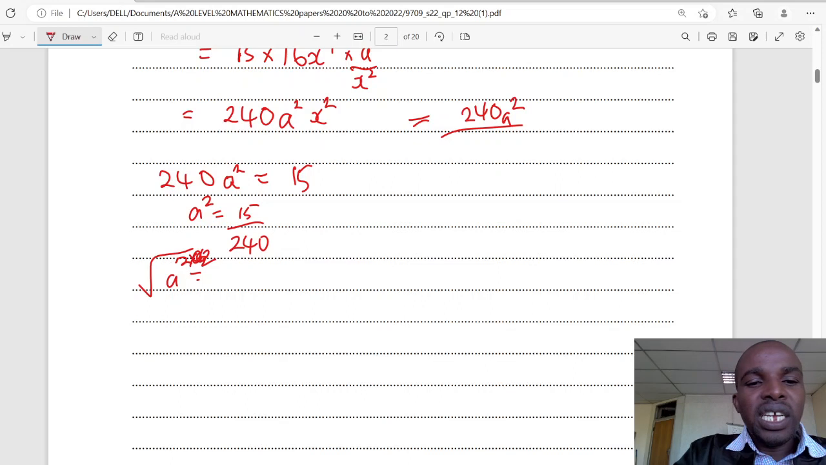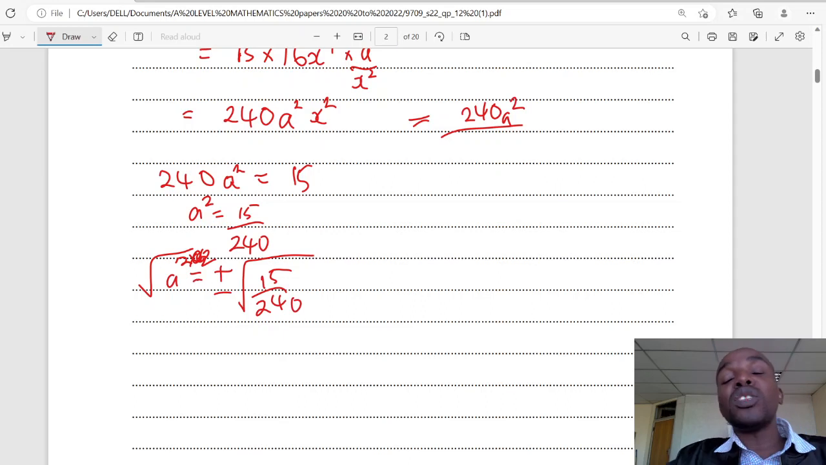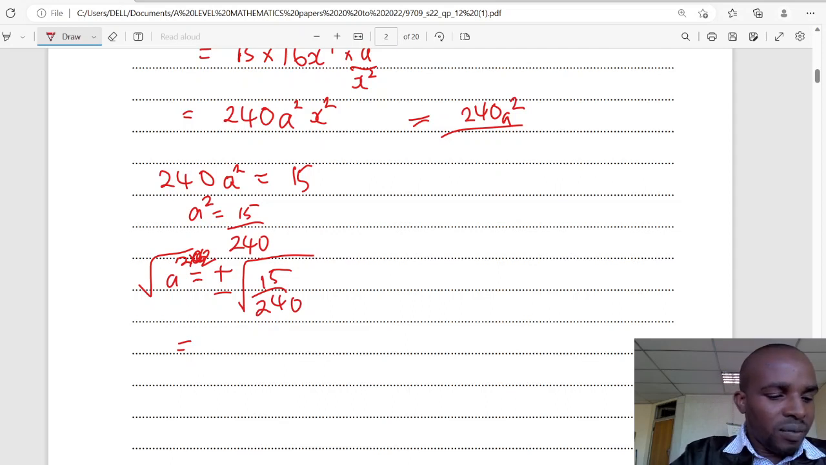Square root this side is equal to square root of 15 over 240. Square root of a number, please take note, is plus or minus. But in this case, they said a is a positive integer or positive constant. So we just want the positive value of our a. Right, then 15 divided by 240 is 1 over 16.